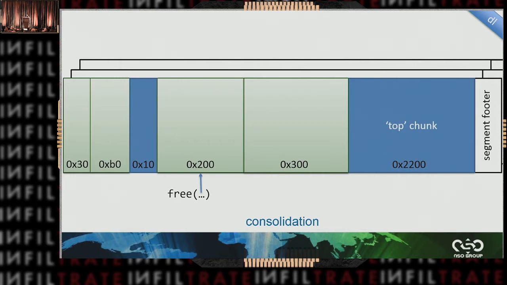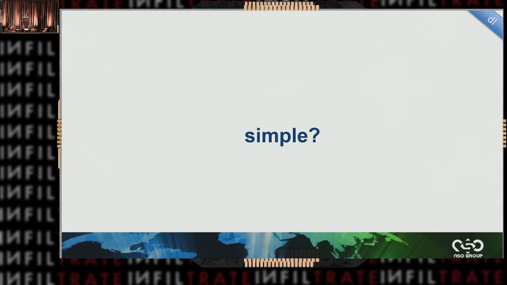When you call free on a given chunk, the first thing that happens is that dlmalloc checks to see if the preceding chunk is in use. If the preceding chunk is free, dlmalloc will consolidate the two chunks into one larger free chunk. This means that it's impossible for two consecutive chunks in a segment to both be free. The chunks immediately before and after any free chunk are both guaranteed to be in use.